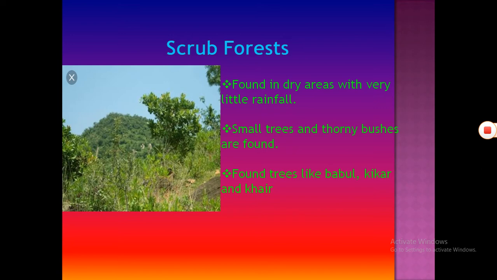Scrub forests are found in dry areas with very little rainfall. Only small trees and thorny bushes are found here. The common trees found here are babur, kikar and khair. In India, we find scrub forests in the dry regions of Rajasthan, Gujarat, central Maharashtra and eastern Karnataka.